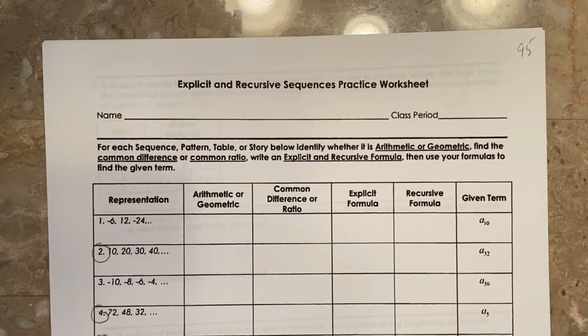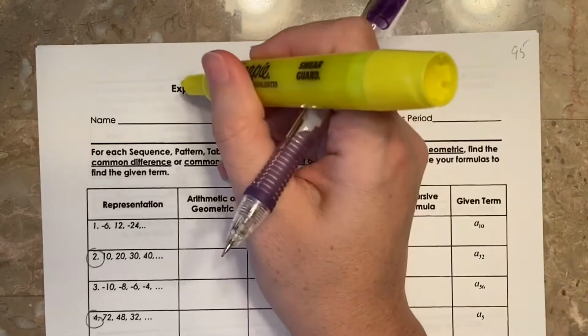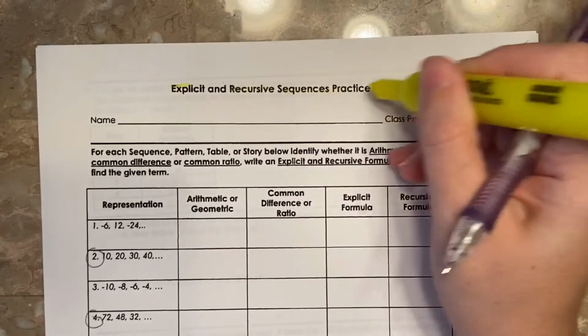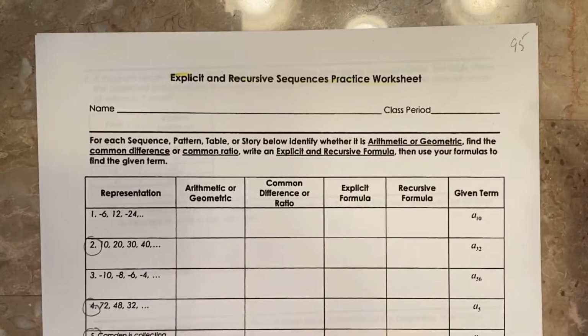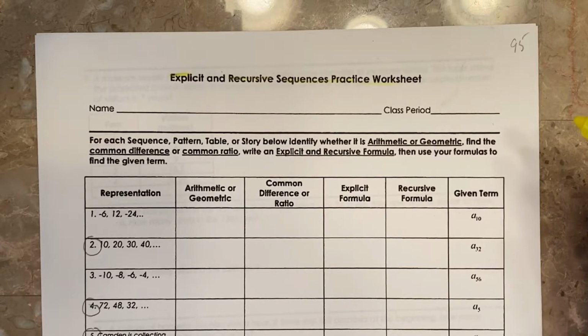This is a video to do day 95, which is going to be explicit and recursive sequences practice. So I'm not really going to be teaching you anything new. This is really going to be more just review of how to come up with arithmetic and geometric, explicit and recursive. So not too bad. And then it starts and talks a little bit about some word problems. And tomorrow is going to be all word problems.